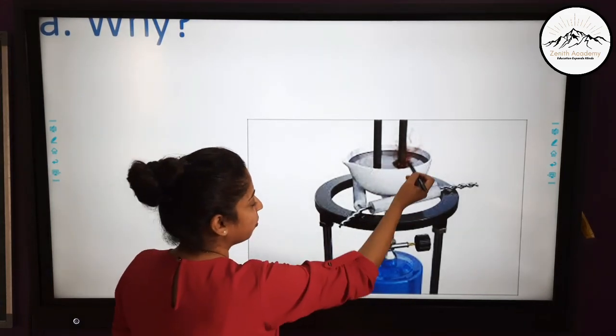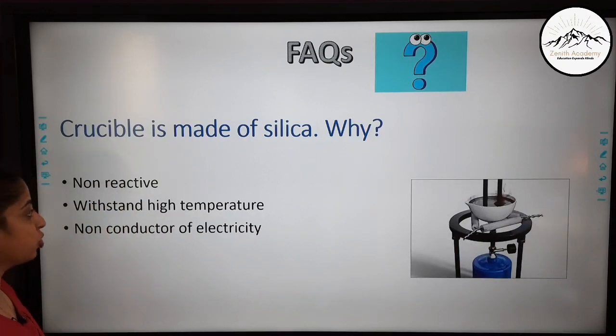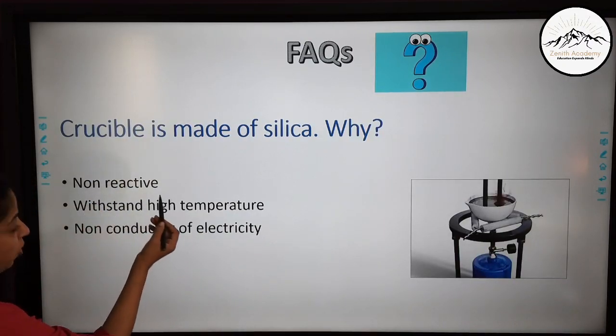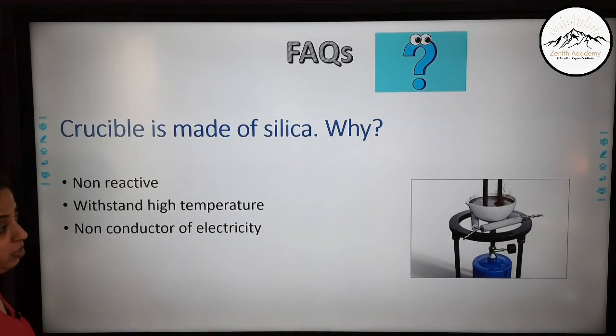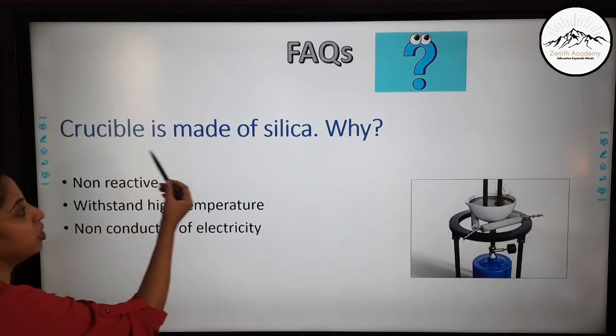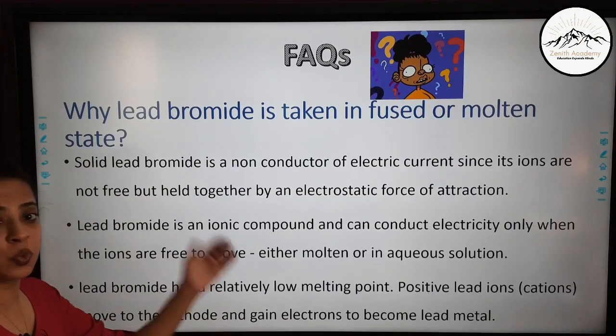You can see the reddish brown vapors of bromine escaping. So why is silica chosen? Because it is non-reactive, it can withstand high temperature, and it is almost a non-conductor of electricity. So you have to write all these 3 points when you are asked why the crucible is made up of silica. And let's go ahead and read our next question.